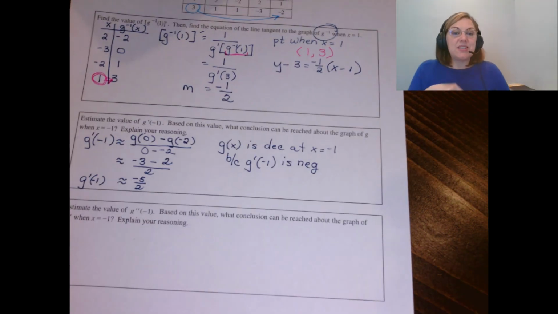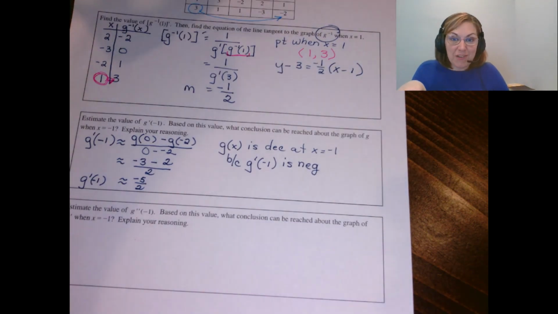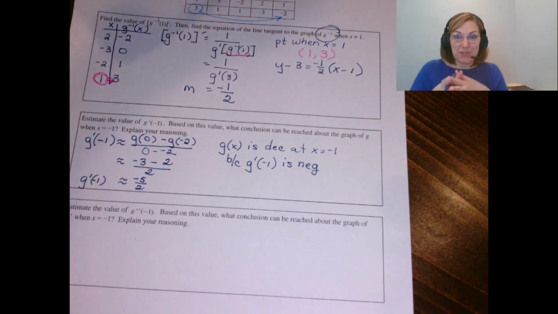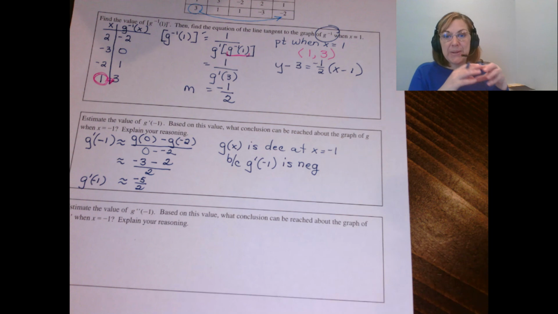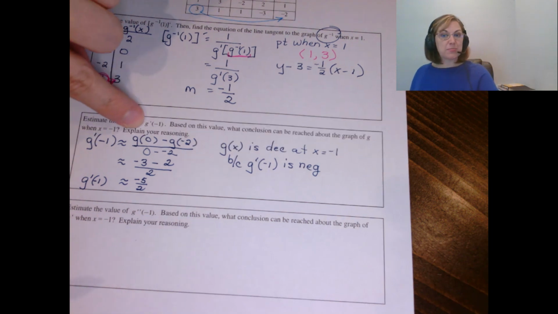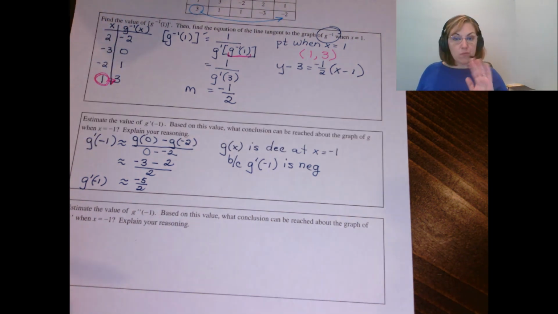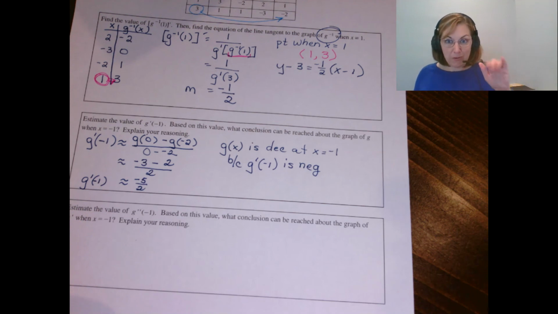Feel free to use the DEC and the NEG for abbreviating your words there. Don't feel like you have to spell those correctly, but you do need all of the parts of this statement here. You need to tell us the function is decreasing at this value because, and that's going to take care of your explain your reasoning part. Really get into the practice of that so that you will be ready for it when you're answering on your AP exam.